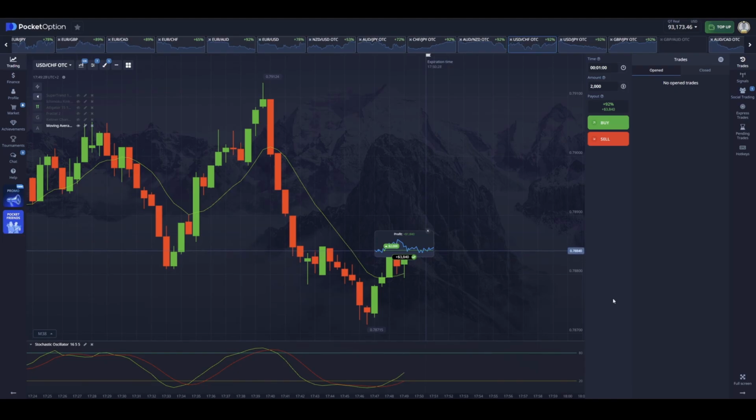The first trade brings me a profit of $1,800. Now, let's get to the essence of these indicators and the core of this strategy. Let's go!